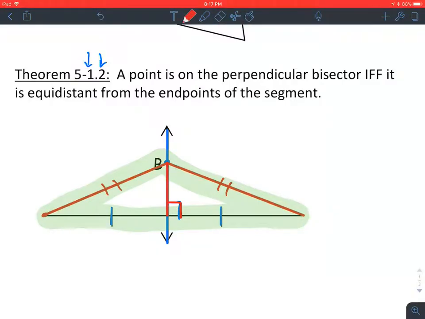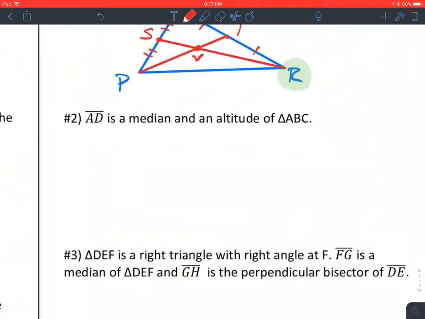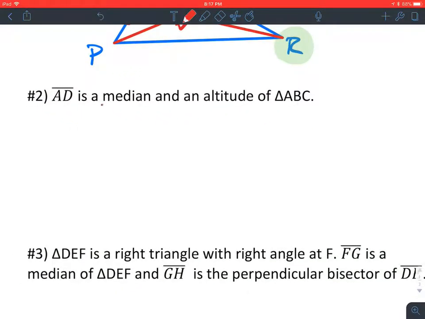So this theorem says, essentially, if you have a median that's also an altitude, then this has to be an isosceles triangle. So here we have the segment that's a median and an altitude, so that means this must be an isosceles triangle.